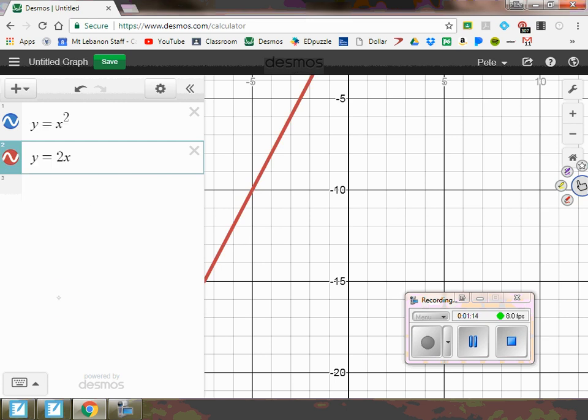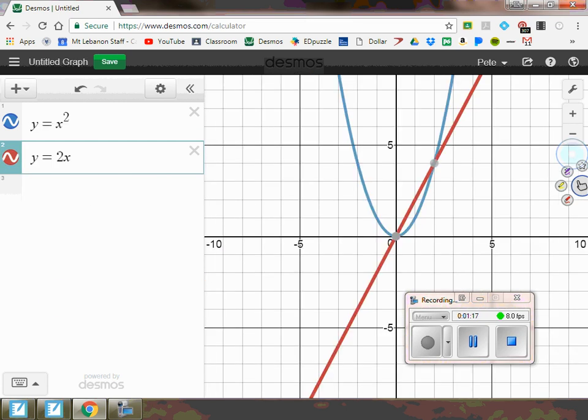And that one we want to be red. All right. Now, when we get to a home screen here, do we see them crossing? How many times? Twice. They appear to cross once when x is 0, the student said, and another time when x is 2. When x is 2, y is 4. So that's when they cross, okay? So we can see that they have two solutions.